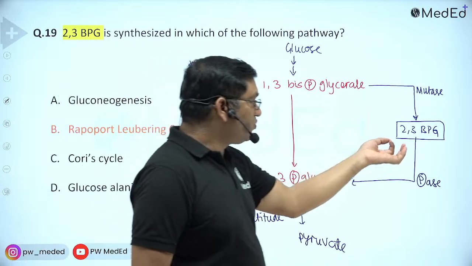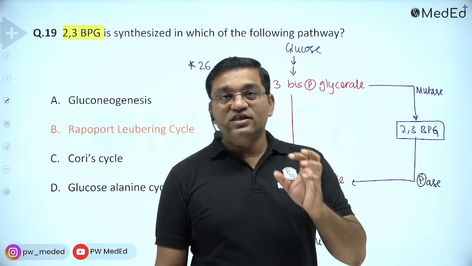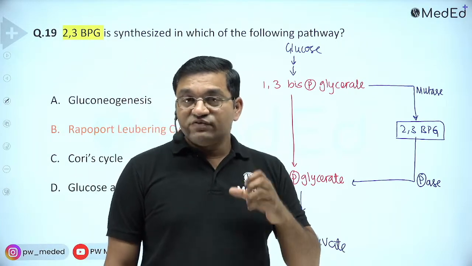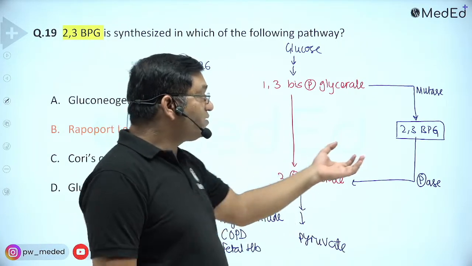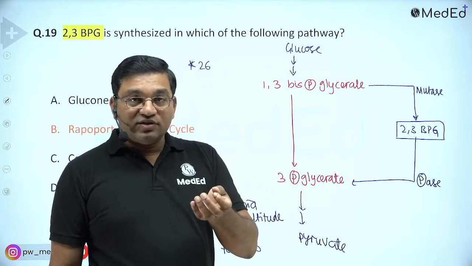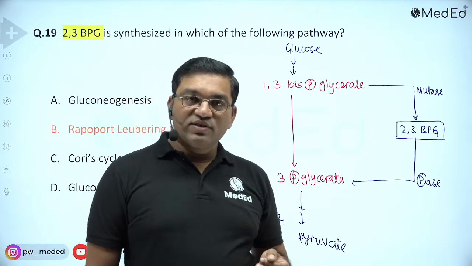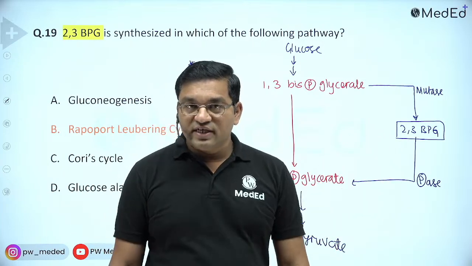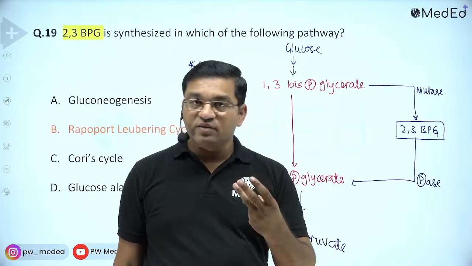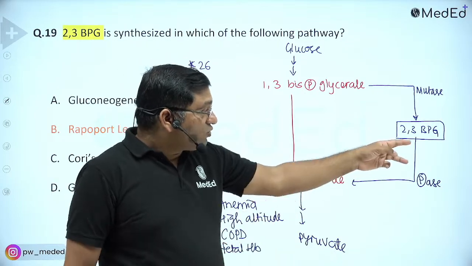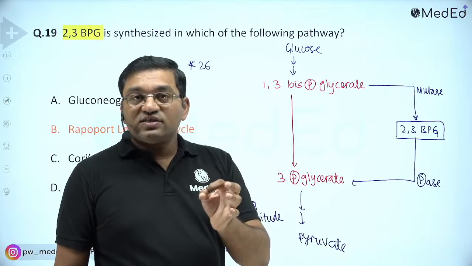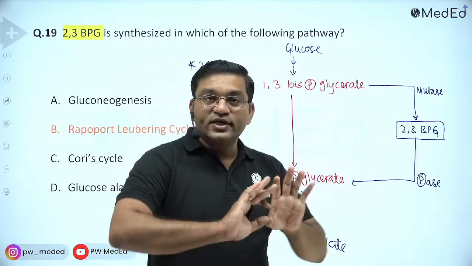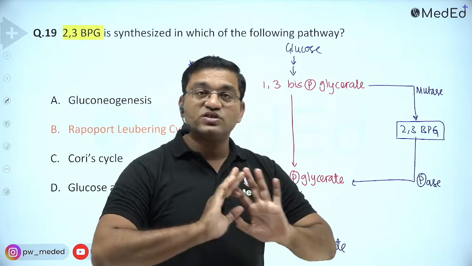What is the significance of this cycle? There is generation of 2,3-bisphosphoglycerate, and this compound is very, very important in the RBCs, because there are three important pathways in the RBCs. First one is the glycolysis, second one is the Rapoport-Luebering cycle, and also the HMP shunt. Now 2,3-BPG decreases the affinity of oxygen with hemoglobin, and it causes unloading of oxygen to the tissues.